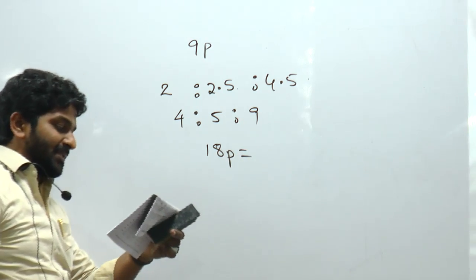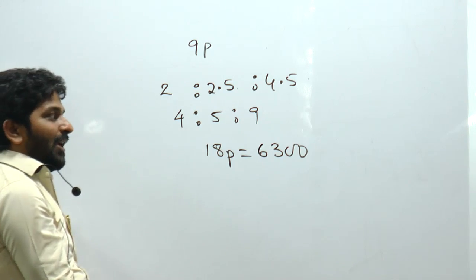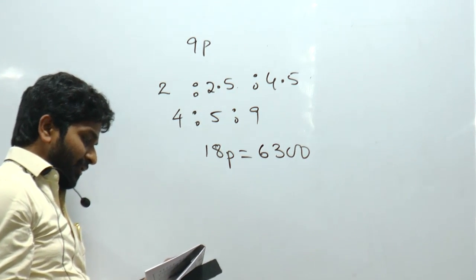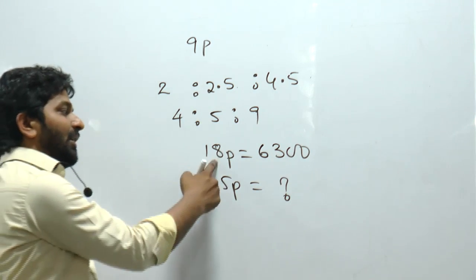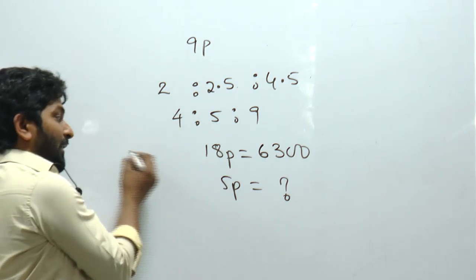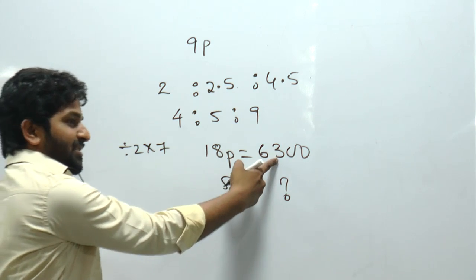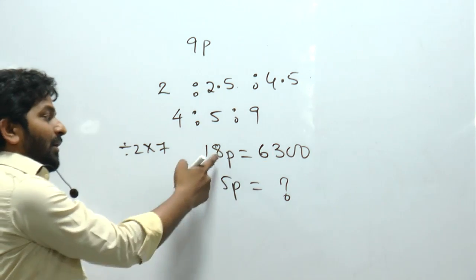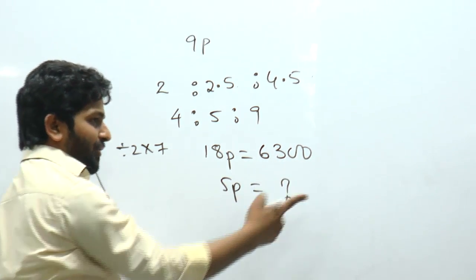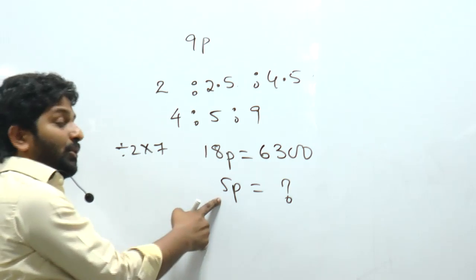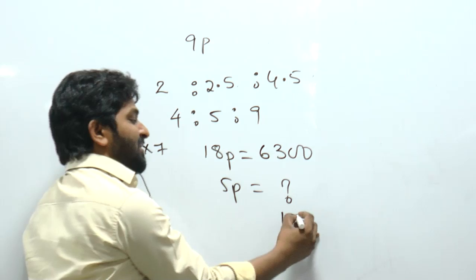Total profit is given as 6,300. And you are asked to calculate share of what? Whose share? B. B invests 5 parts. You are asked to calculate 5 parts. How do you get 63 using 18? 6,300 divided by 18, 63 divided by 9 is 7, into 100. 5 divided by 2, 2.5 into 7, 17.5. Into 100. 1750.